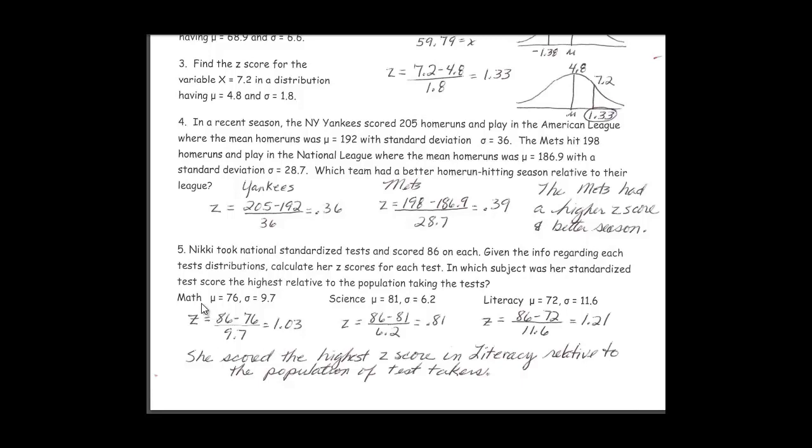So we're plugging in our information for mu and sigma for the math z-score and come up with 1.03. So she was definitely above average. Science, we plug in all of our information. It calculates to be 0.81, again, above average. Literacy, we're plugging in all our information, and we come up with 1.21, which is the highest z-score, definitely far above average. We can conclude that she scored the highest z-score in literacy relative to the population of test takers.